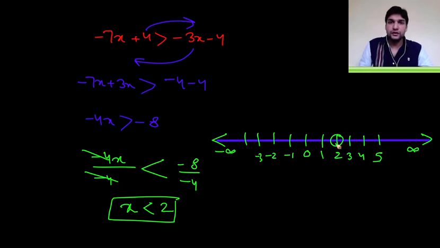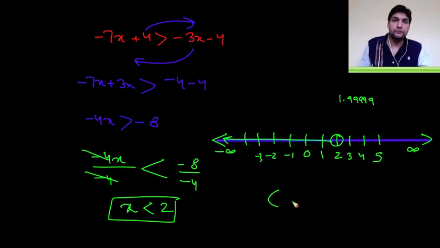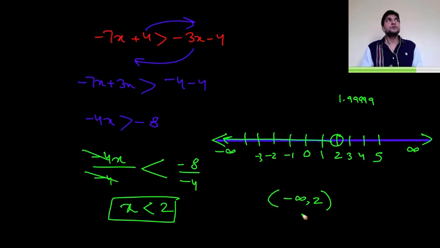Put an unfilled circle here at 2, and since x is less than 2, that means x can take any values which are less than 2. x can be even 1.99999, but x cannot be 2. x can approach 2, but x cannot be 2. And move all the way to the LHS, and your domain for x will be minus infinity to 2 in normal parentheses. Do not put the square bracket.